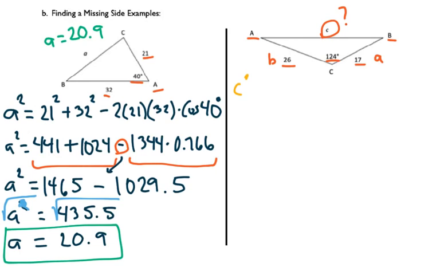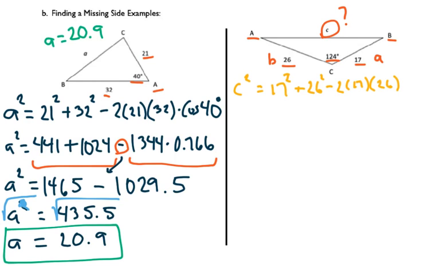So c squared is equal to, if I'm referring to c squared, then I'm going to do a and b squared over here. So it's going to be a squared, which we said a is 17, so 17 squared, plus b squared, which is 26 squared, minus 2 times 17 times 26, because I'm multiplying by those.